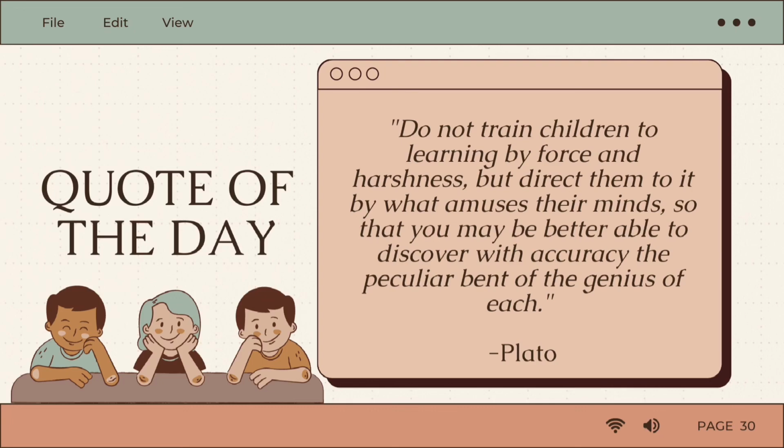amuses their minds so that you may be better able to discover with accuracy the peculiar bent of the genius of each." In this rapidly changing world, as the skills, knowledge, and needs of students change, so does the role of the teacher. A teacher's role is broader and inclusive of other functions, and so the teacher is considered a curricularist. As quoted by John Dewey, "If we teach today's students as we taught yesterday's, we rob them of tomorrow." That being said, I have spoken.